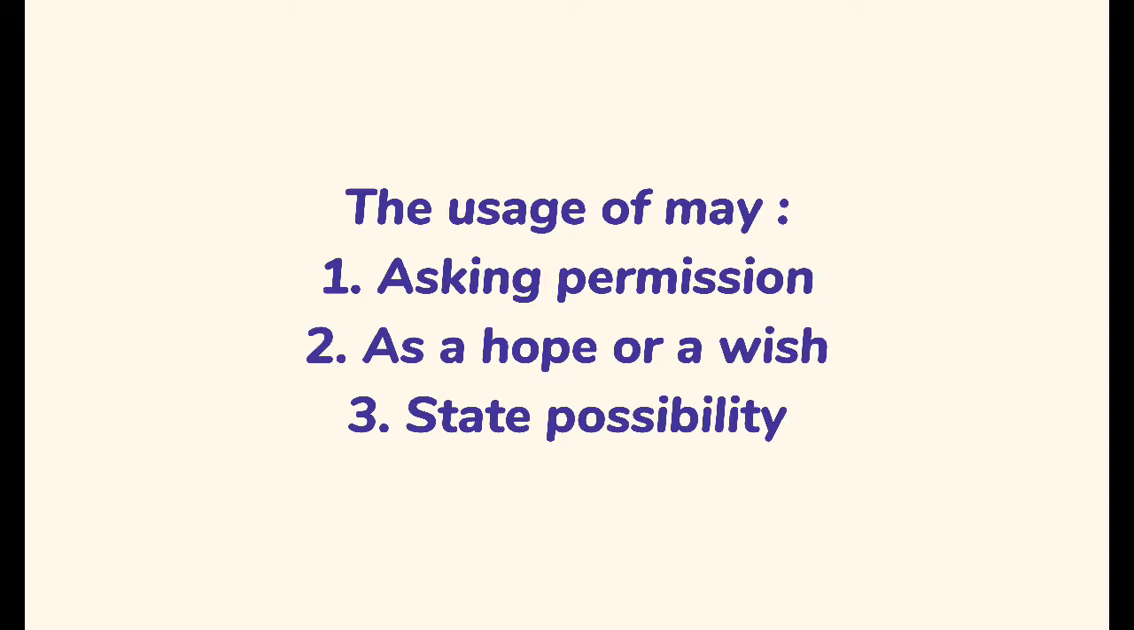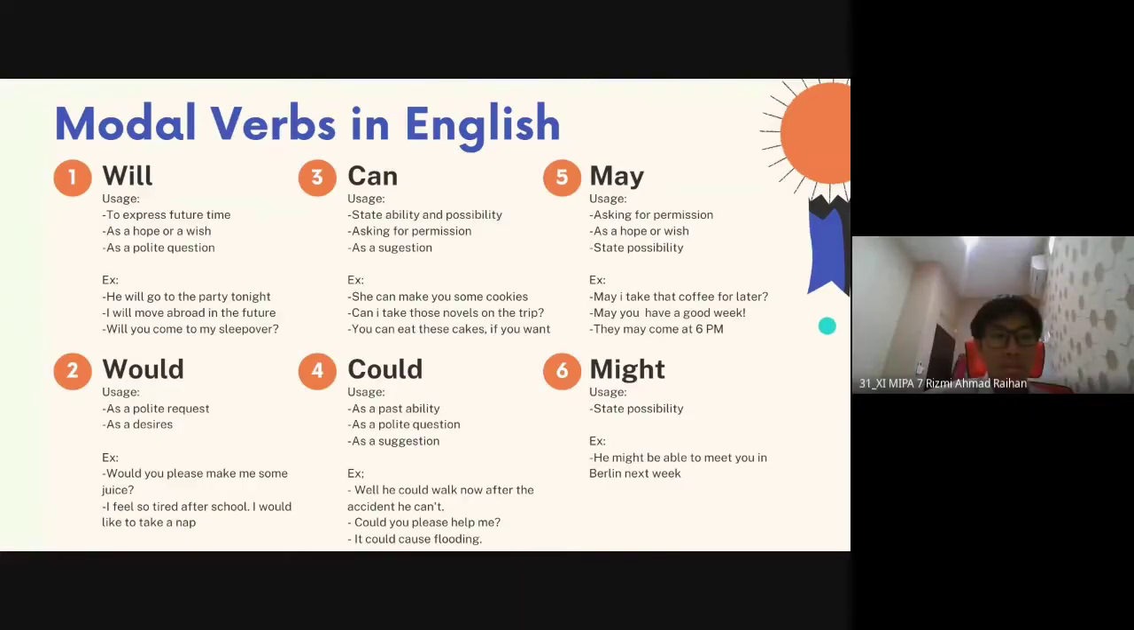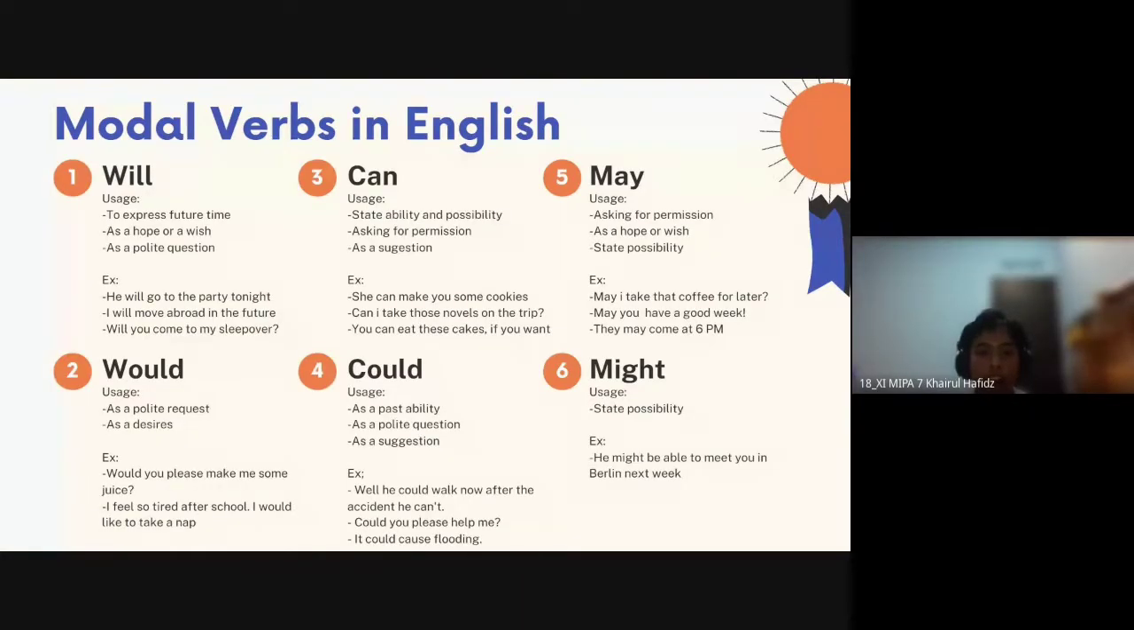The usage of may is for asking permission, as a hope or a wish, and to state possibility. For example: may I take that coffee for later? May you have a good week. They may come at 6 p.m. The usage of might is to state possibility. Example: he might be able to meet you in Berlin next week.